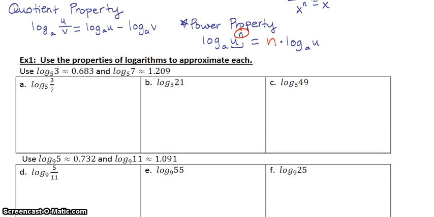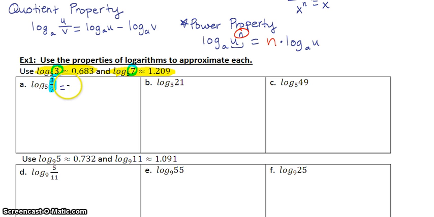Let's look at example 1. It says use the properties of logarithms to approximate each. And we know that log base 5 of 3 is approximately 0.683 and log base 5 of 7 is approximately 1.209. Alright, you're going to be given some statement. In this part right here, they have used a 3 and a 7 in some way, and then we're going to think about the properties of logs.